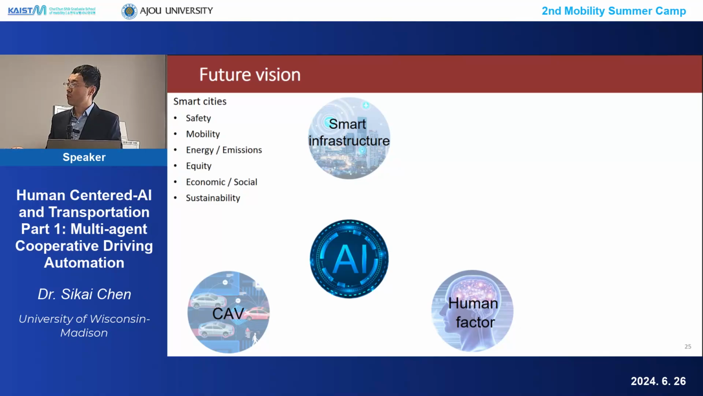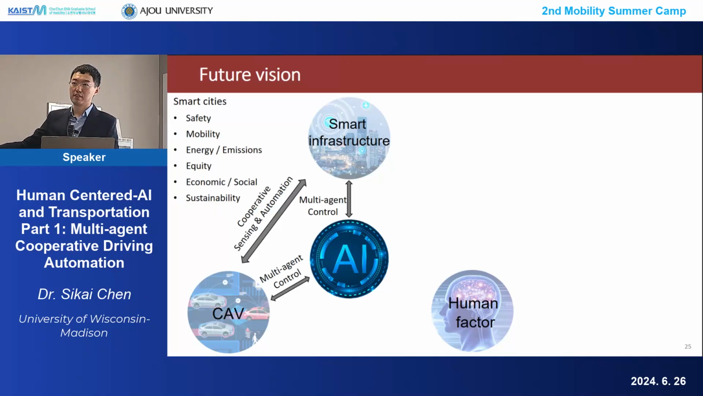So what's about the future? Those are the work that we did in the domain of CDA. So basically, we are talking about multi-agent control: collaborative sensing, cooperative automation, multi-agent control, mainly for AI and CV, but later on, you can extend that to eco-driving with smart infrastructure like the keynote speaker, Professor Lee was mentioning.